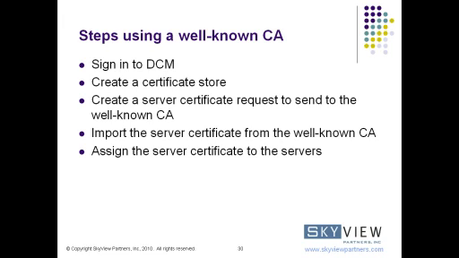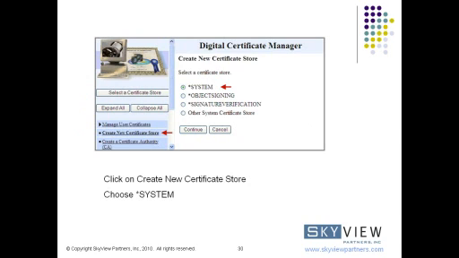So let's look at the screenshots that represent that flow. I'm not going to be bold or stupid, one or the other, and try to do this live. But this is the flow. So again, you're going to log on to DCM just like I showed you before. Now, once you do that, you choose the option to create a new certificate store, because you need a place to put the server certificate when you get it and import it.